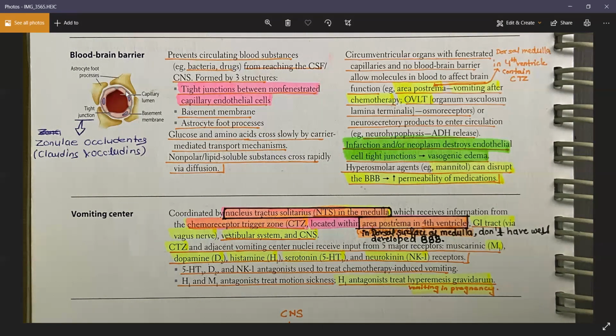Then how can the bacteria cause encephalitis or meningitis? Damage to the blood-brain barrier? How can they do that? By destruction of the tight junctions? That's not what they do actually. They can do that, but that's not the reason they can reach your brain. Any other ideas?